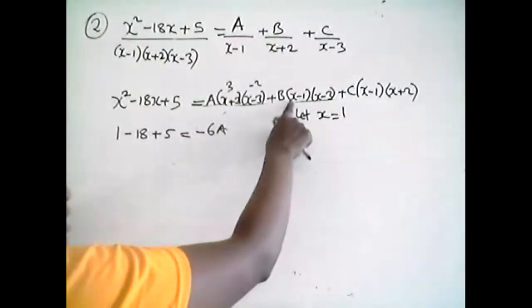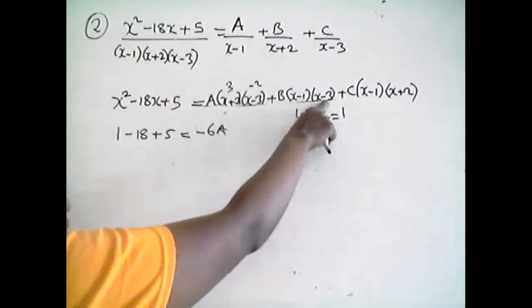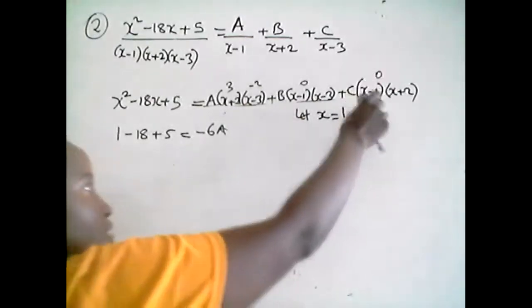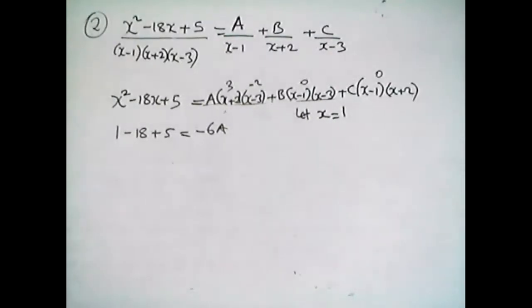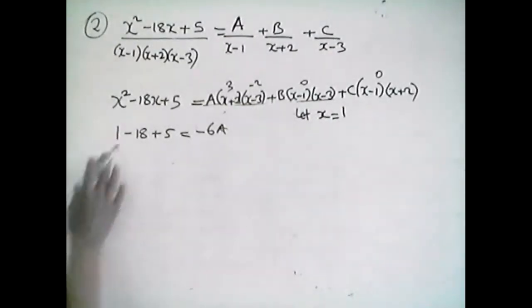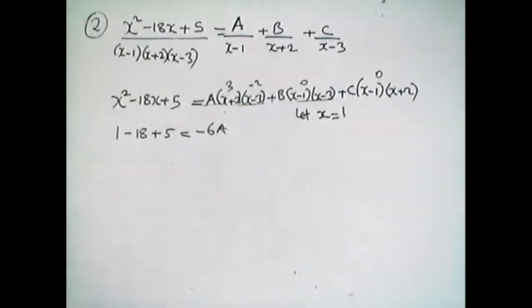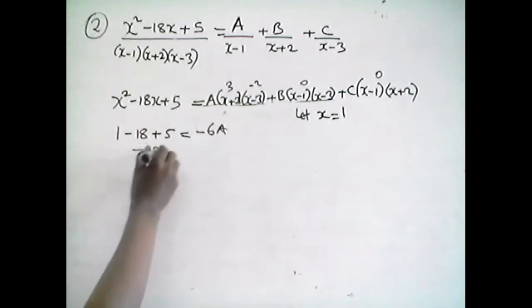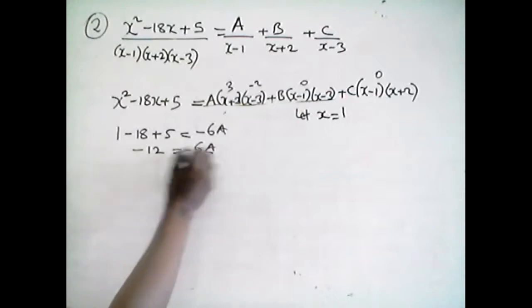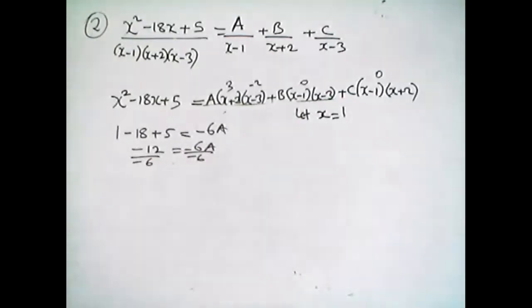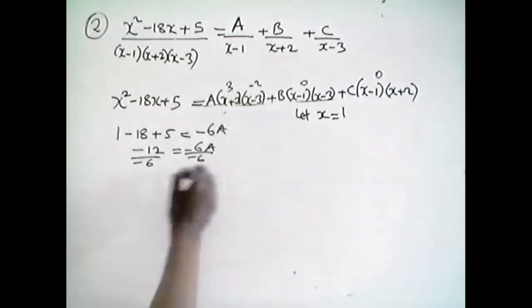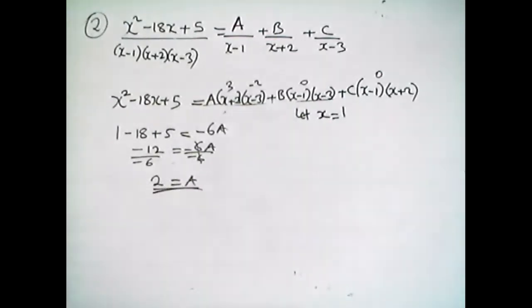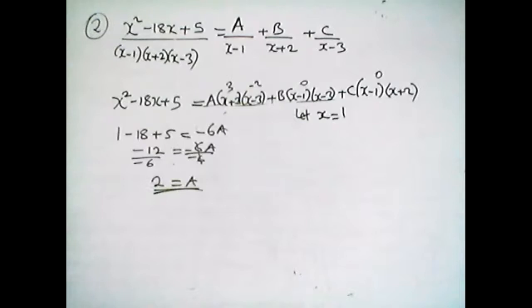This side here, when you put a 1, we'll get a 0. 0 multiplied by this part, we'll get a 0 here. We'll do the same here, put a 1, we'll get a 0. So already you've seen that the two terms there have vanished. So we just simplify this part. 1 - 18 + 5 is 6 - 18, it's -12. It's equal to -6A over -6 over -6. So our A in this case is 2. So we found the value of A. A is equal to 2.